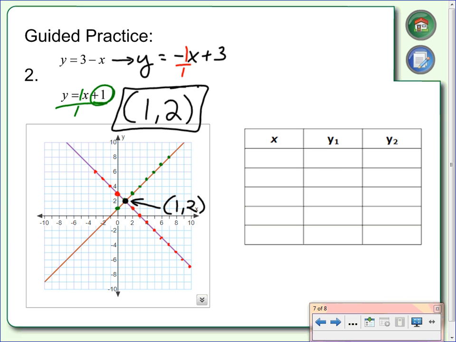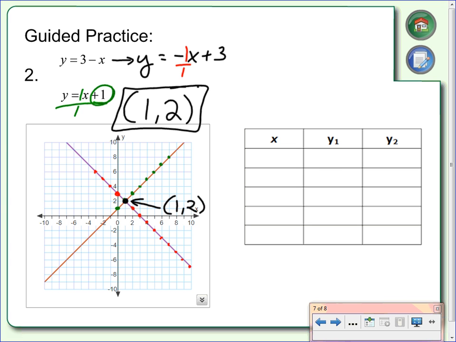Then what we're going to do is in y2, we're going to type in the second equation, which was x plus 1. So type in x plus 1. Once you have both equations typed in, I want you to hit graph.